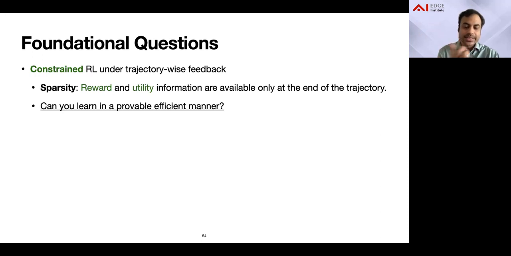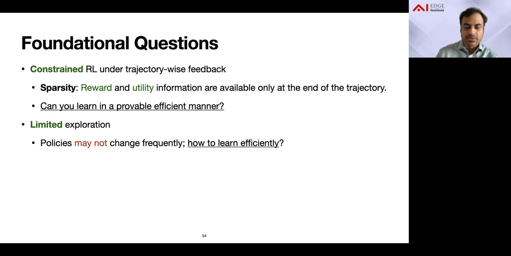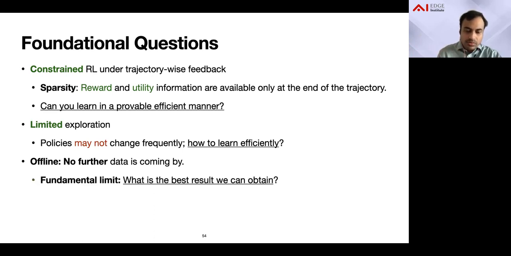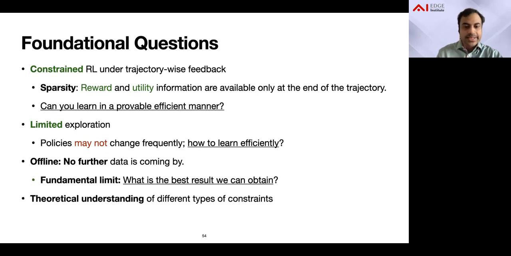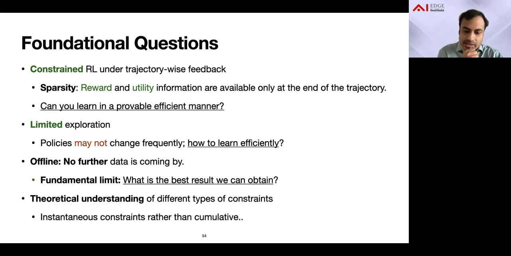In some practical setups, you only get some feedback at the end of the trajectory. You can see some human giving you the feedback. You only know whether it is a good one or a bad one. How can you learn there? And suppose you cannot change your policy frequently, how do you learn efficiently there? And suppose you have an offline setup where no further data is coming in, for example, in many applications the data is there already and you cannot increase your data set. Then what is the best you can do? As I mentioned, we are already trying to do some theoretical understanding of different types of constraints, learning again in the nonlinear function approximation domain.